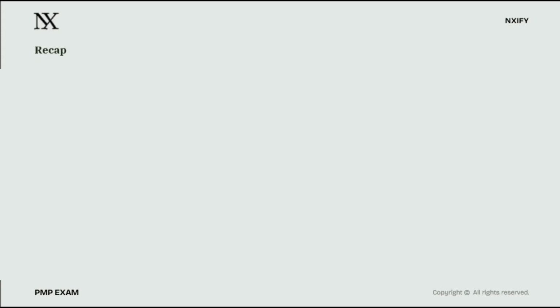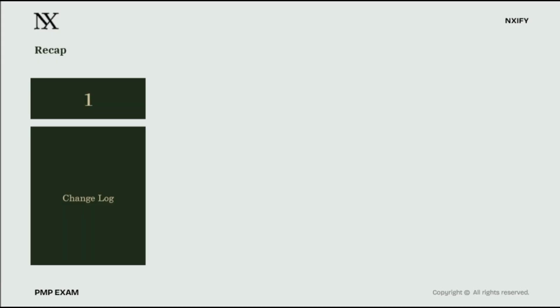Look at our recap on the screen. Point 1, changelog. This is your anchor. Every formal decision must be recorded as a historical status update in this artifact. Process group. Write this down. Integrated change control belongs to the monitoring and controlling process group. On the PMP, when a question involves change requests or baseline protection, your mental anchor is monitoring and controlling.